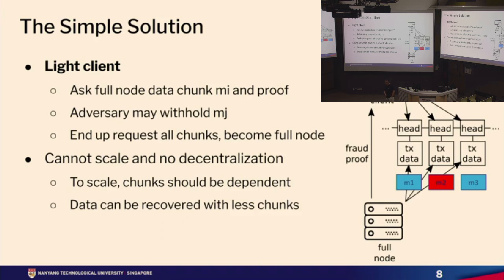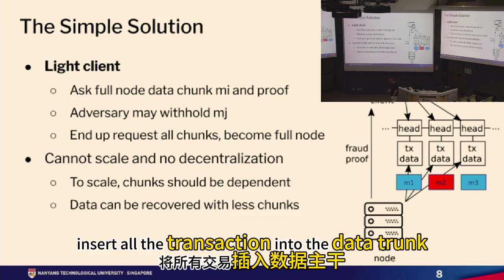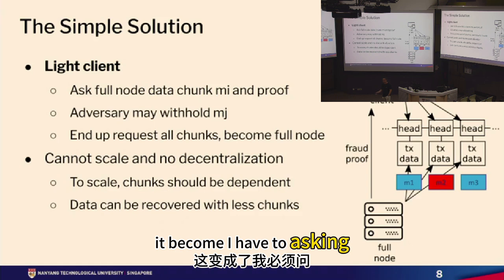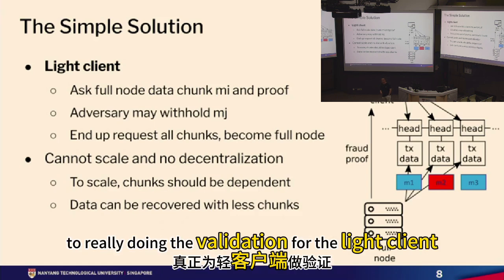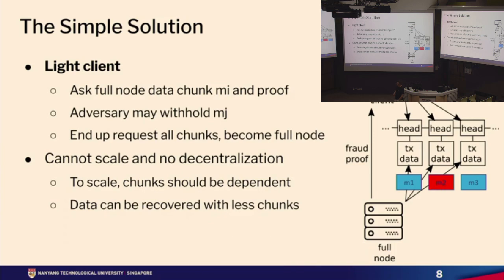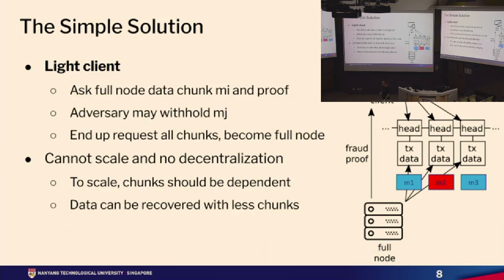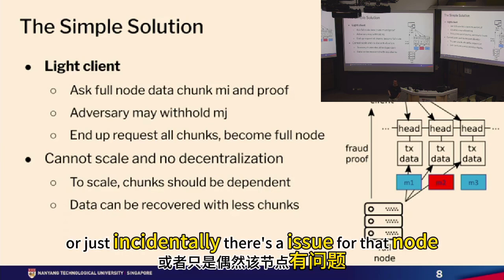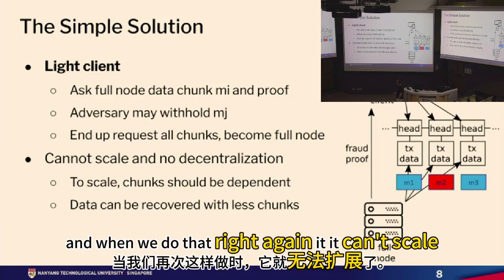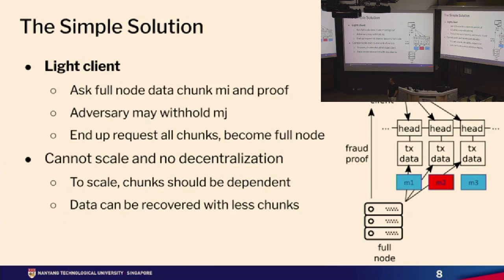If we don't do any enhancement and just insert all the transactions into the data chunk, I have to ask for all the data from all the full nodes to do the validation for the light client. Because here, I don't know whether the full node is purposely withholding the M2 chunk data, or there's just incidentally an issue with that node. And when we do that, again, it can't scale. And there's no perspective of decentralization at all.